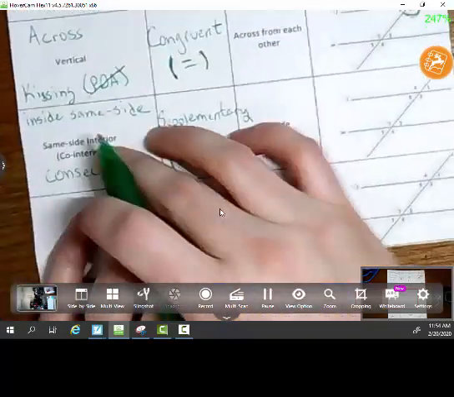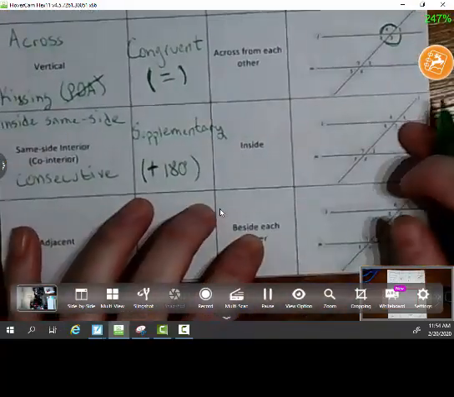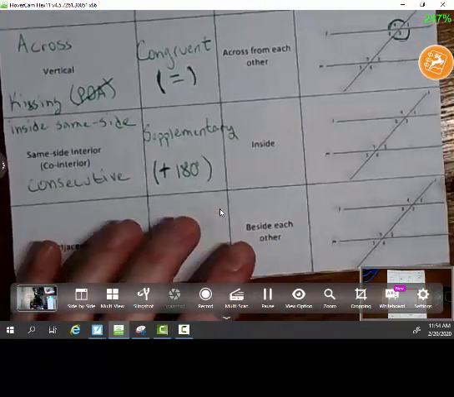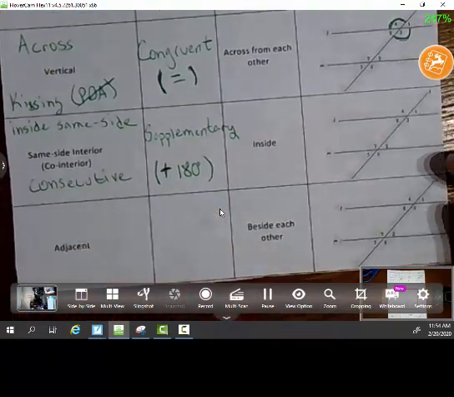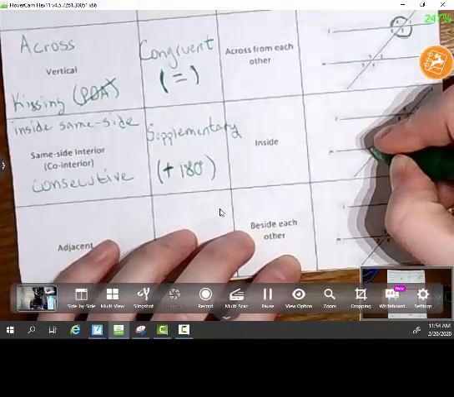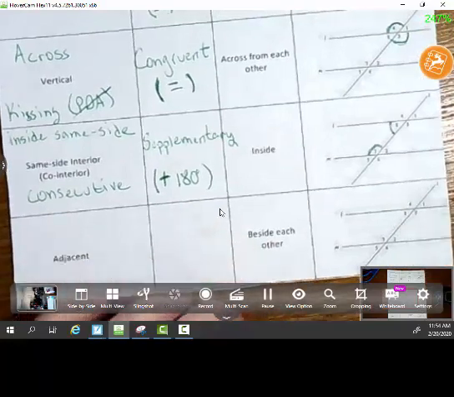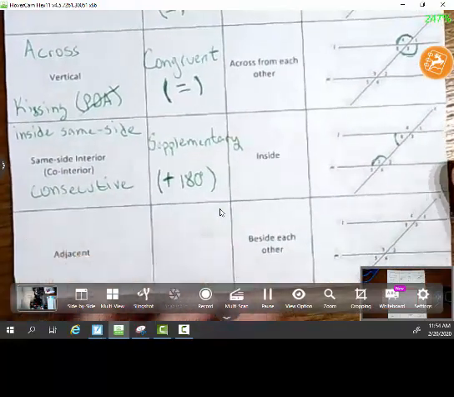Alright, supplementary. So what are 2 angles that are same side interior, co-interior, consecutive? 8 and 7. Those are same side interior. What's the other set? 3 and 2.